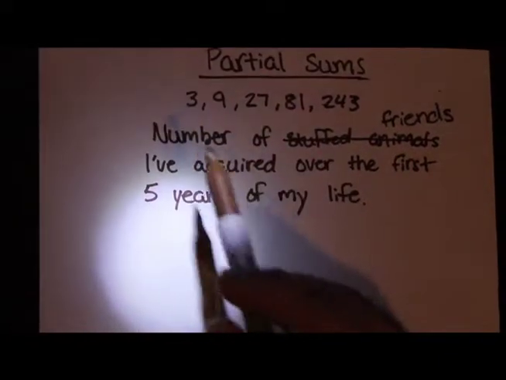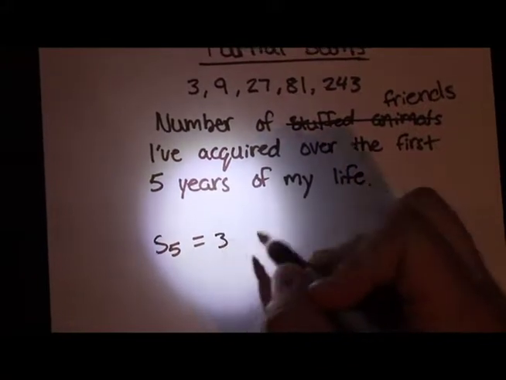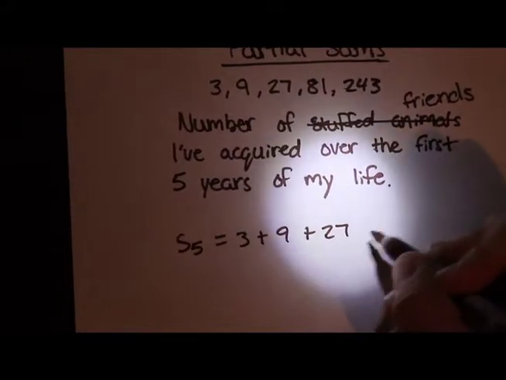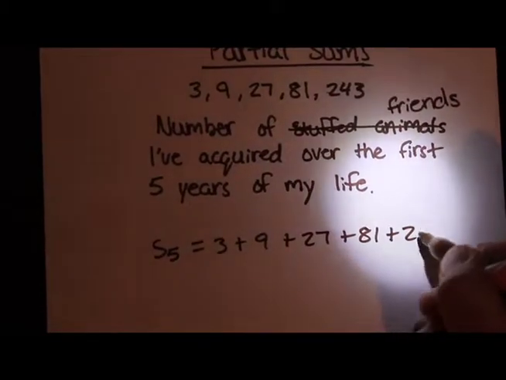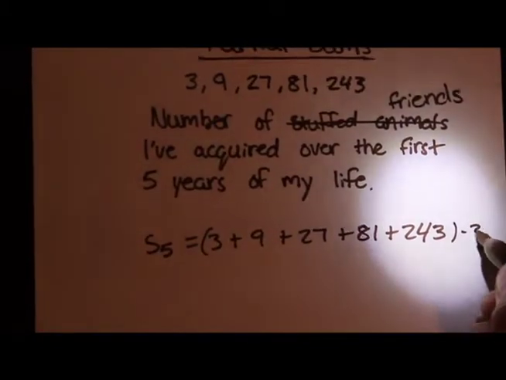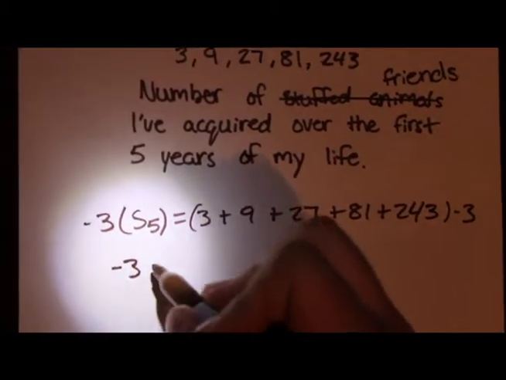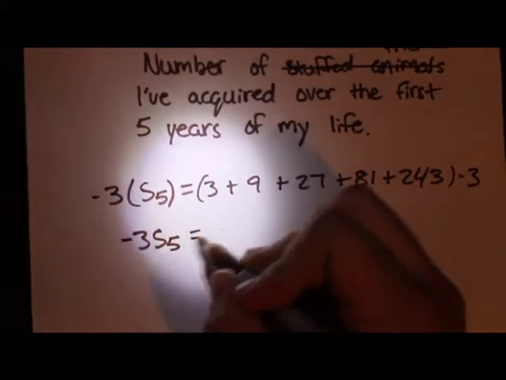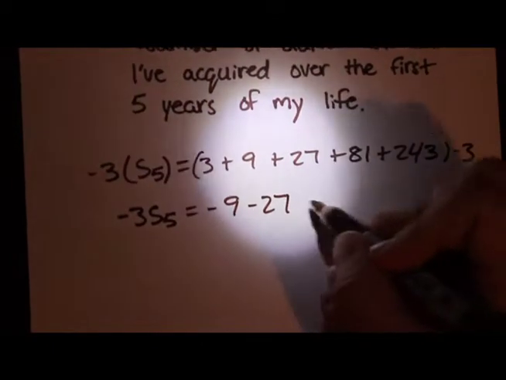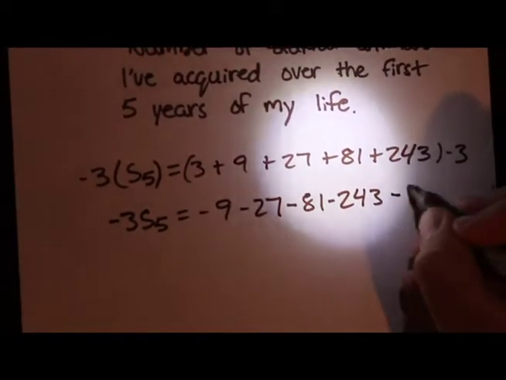So there's 5 terms in this problem. I'm just going to write them out right here. Now next, you times each side by negative 3. So this becomes negative 3 S5 equals negative 9 minus 27 minus 81 minus 243 and minus 729. Now next, you add the original equation to this one.